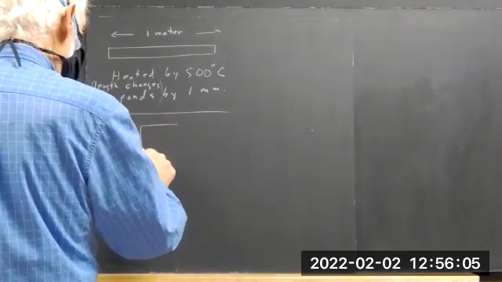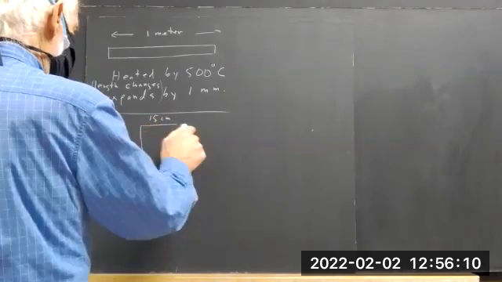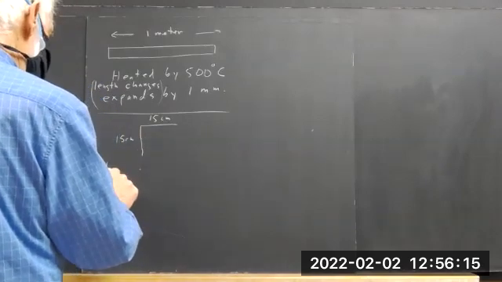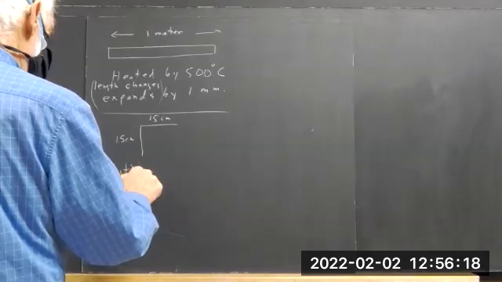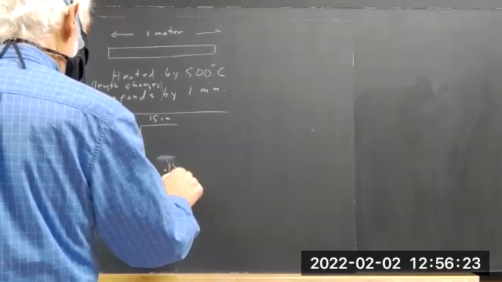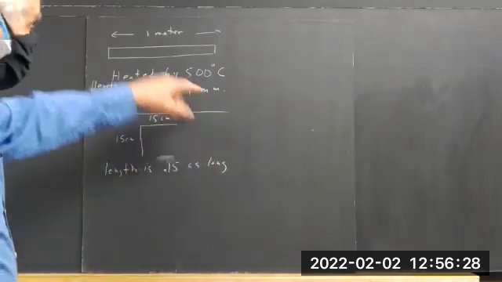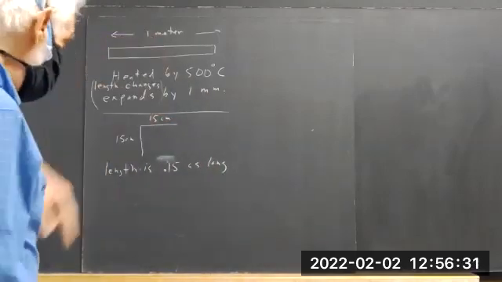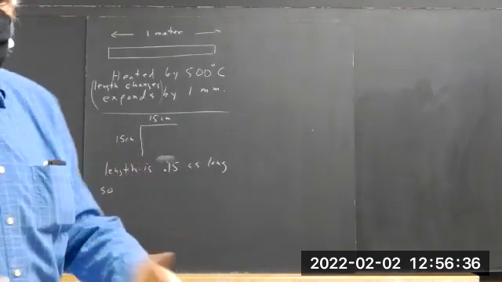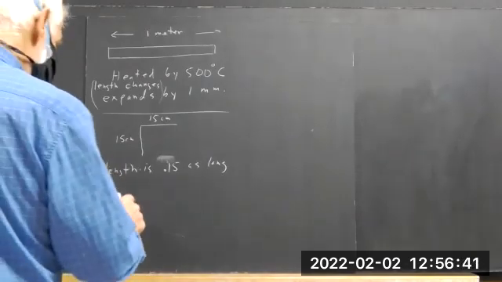Okay? So, another bracket that's 15 centimeters long and 15 centimeters here. Length is 0.15 times as long as this, right? So there are only 0.15 times as many atomic spacings to increase by whatever.